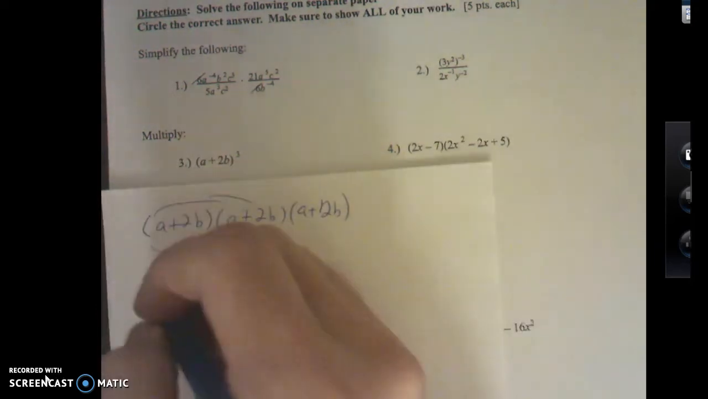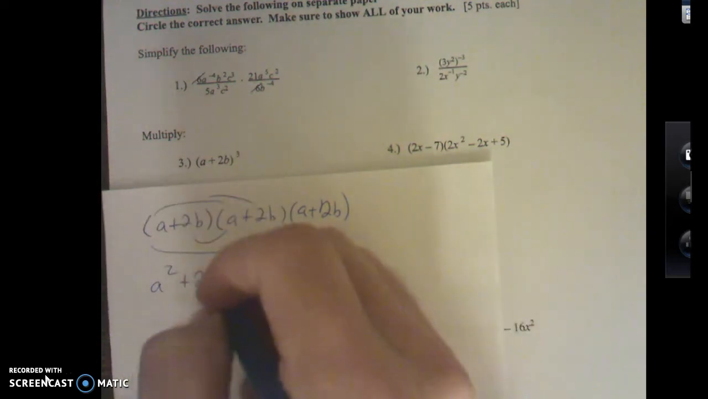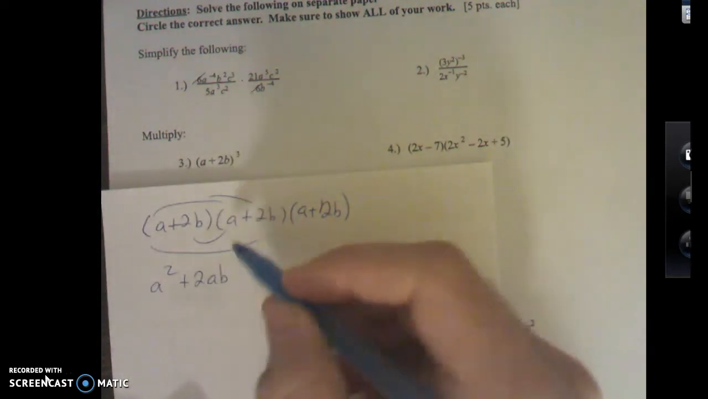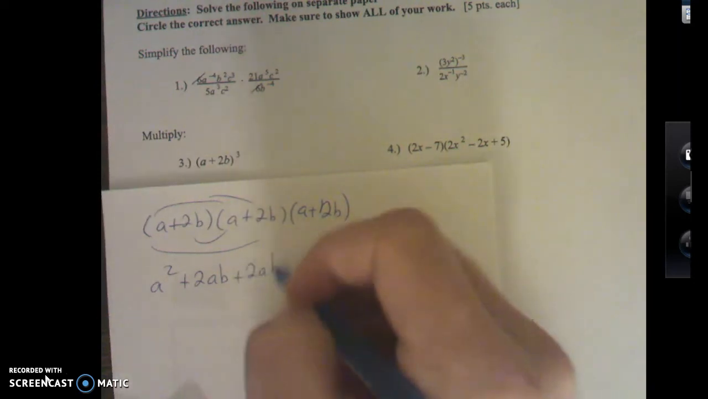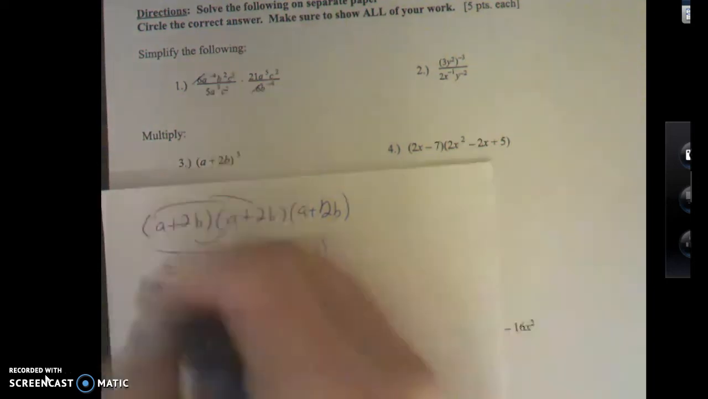A times a squared. A times 2b, 2ab. 2b times a, another 2ab. 2b times 2b, 4b squared.